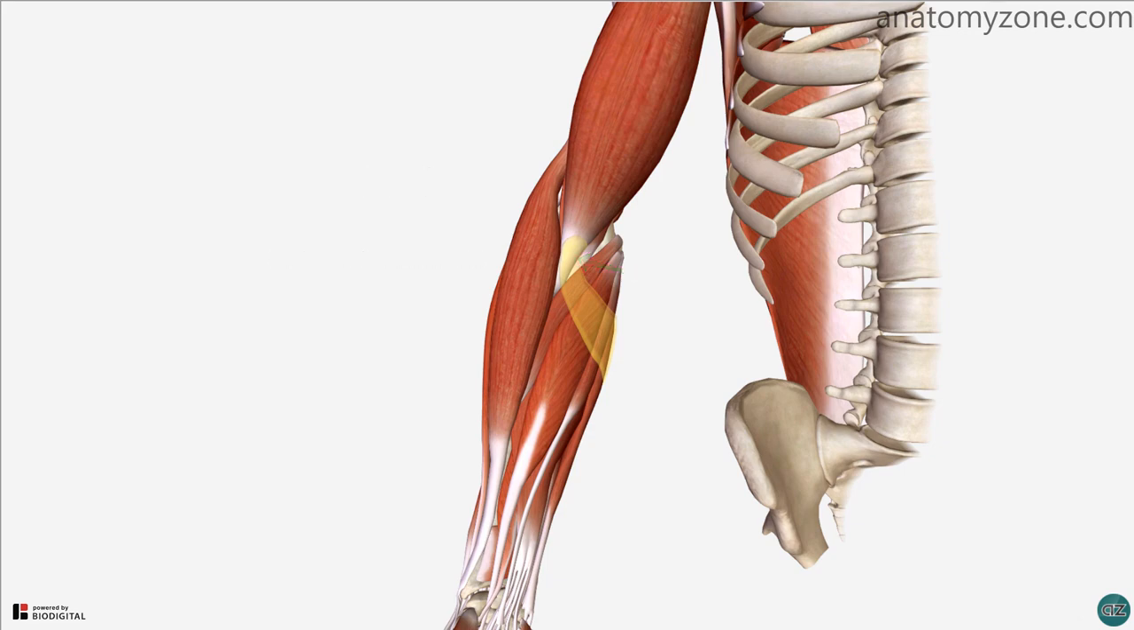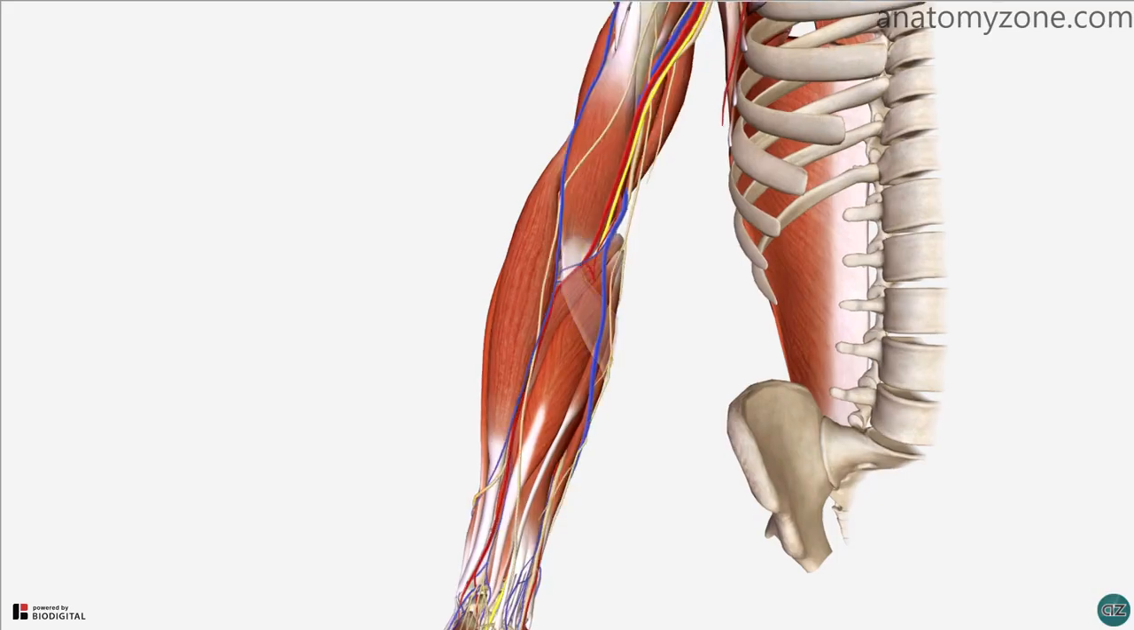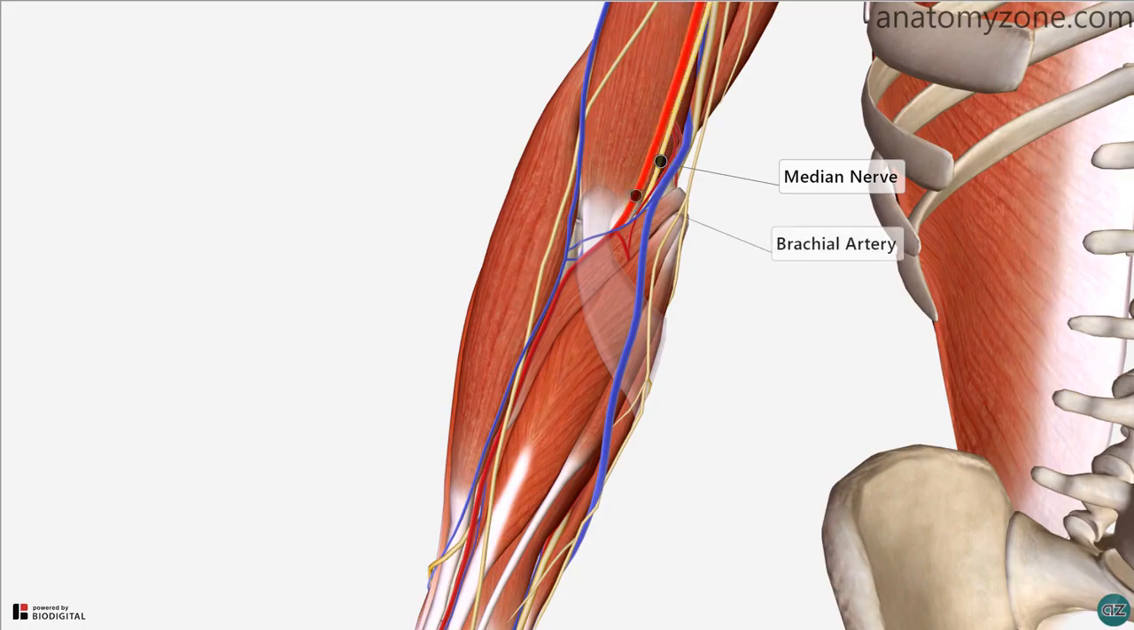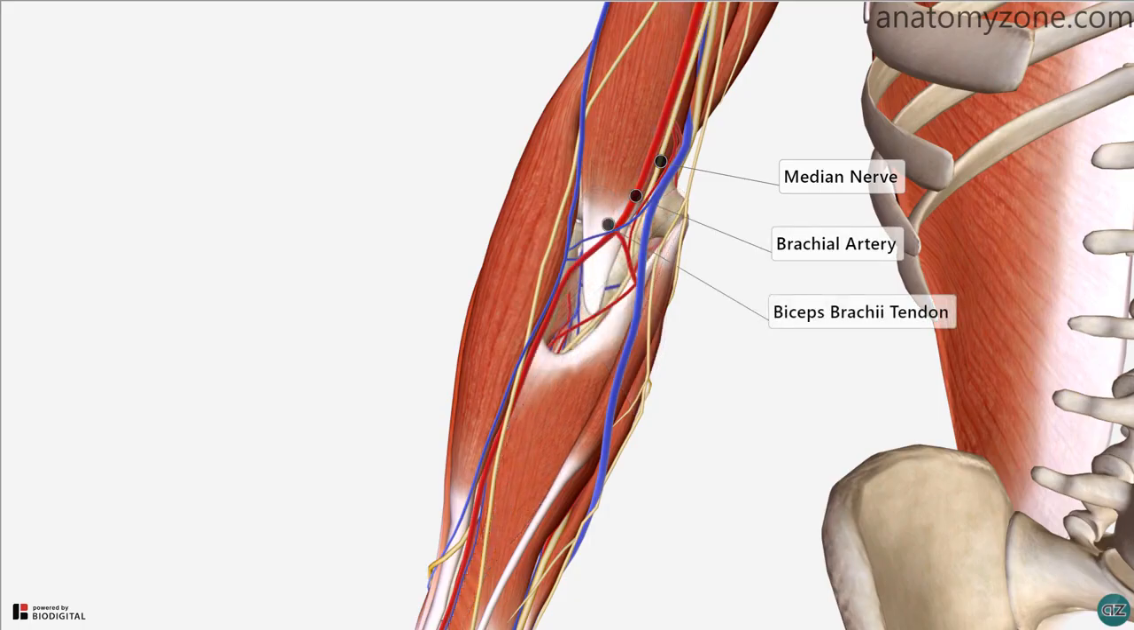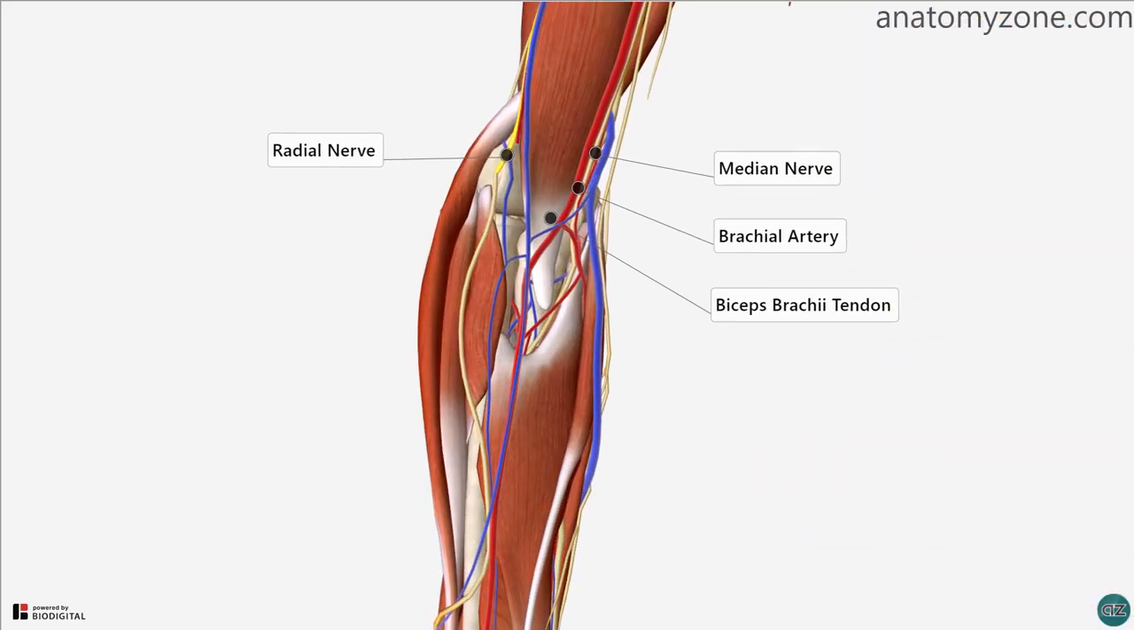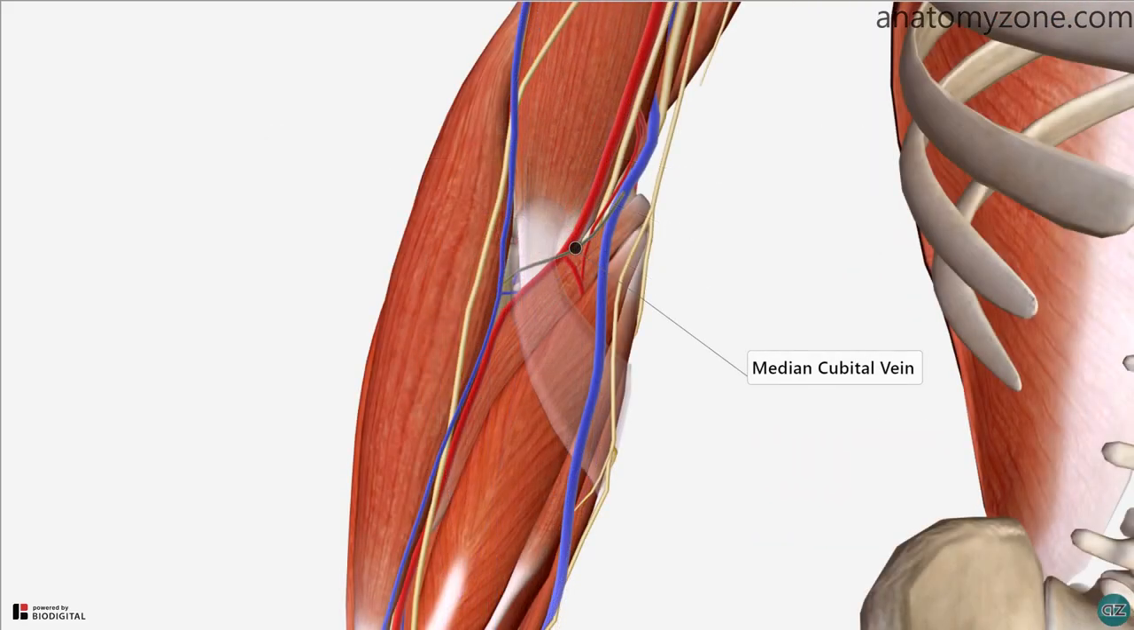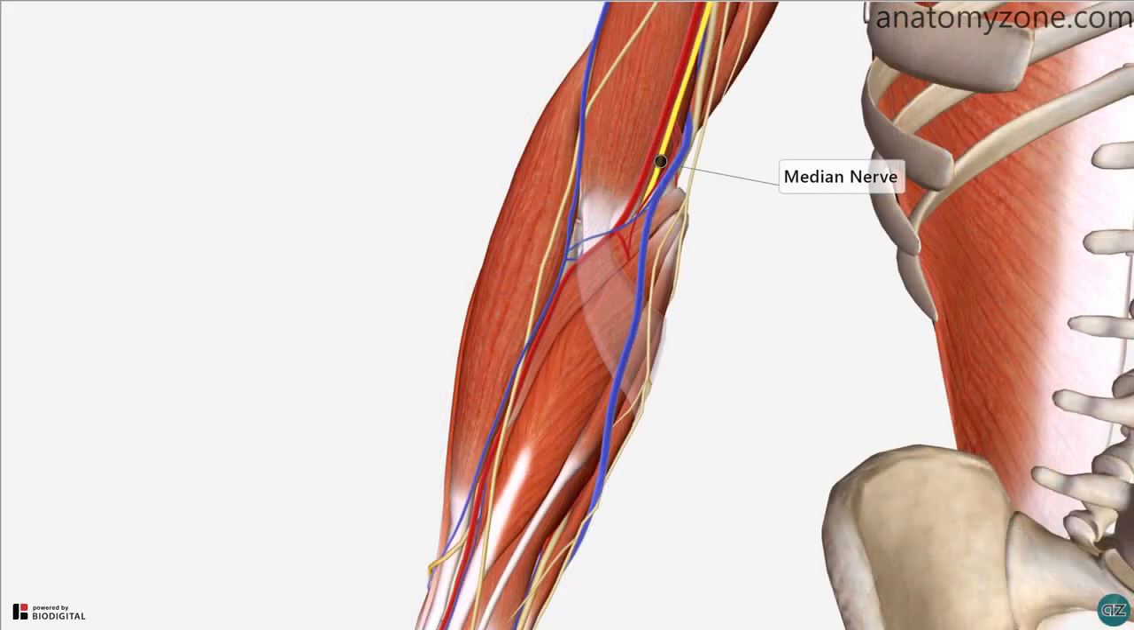So let's take a look at some of the contents of the cubital fossa. From medial to lateral, you have the median nerve, the brachial artery, the biceps brachii tendon, the radial nerve, and in the roof you have the median cubital vein. Coming back to the median nerve, this leaves the cubital fossa by passing between the ulnar and humeral heads of the pronator teres muscle.